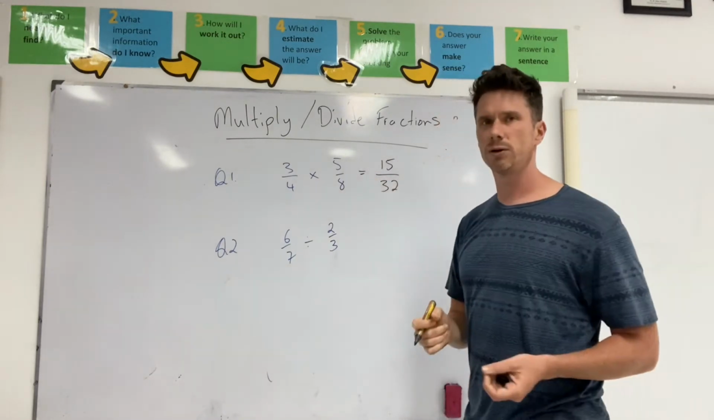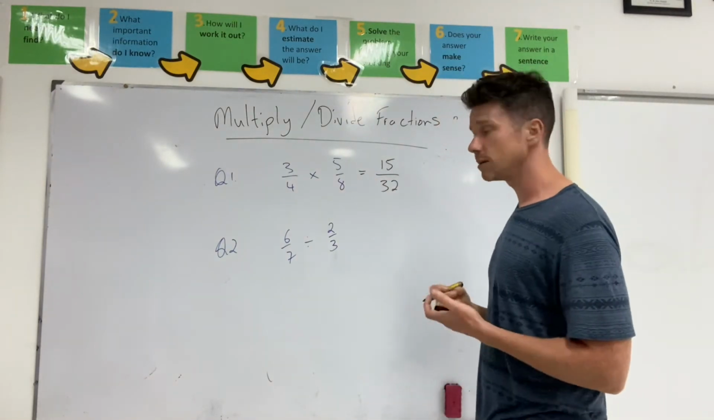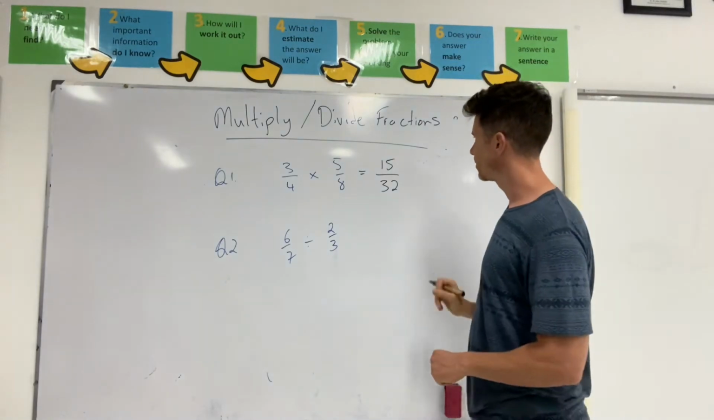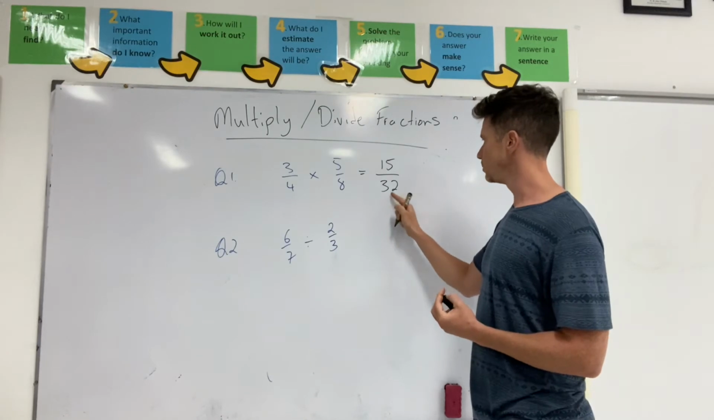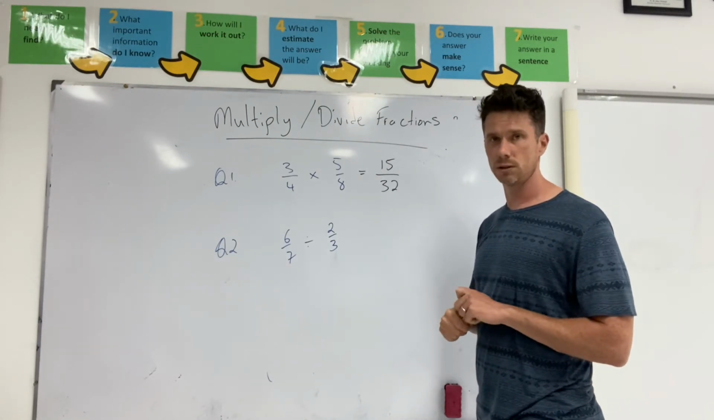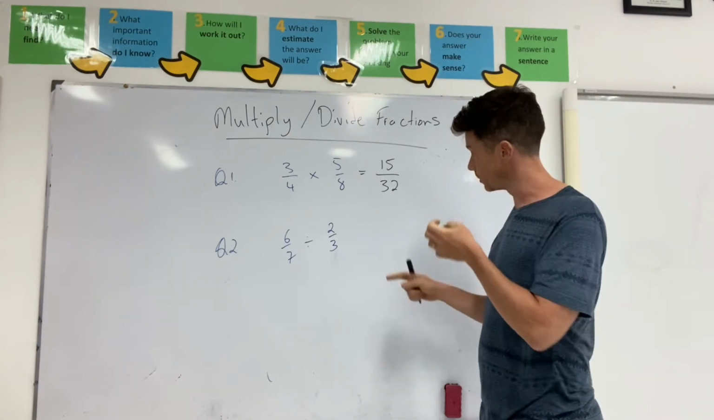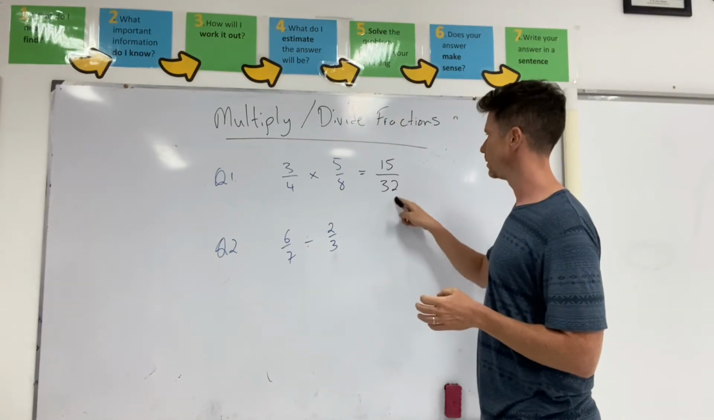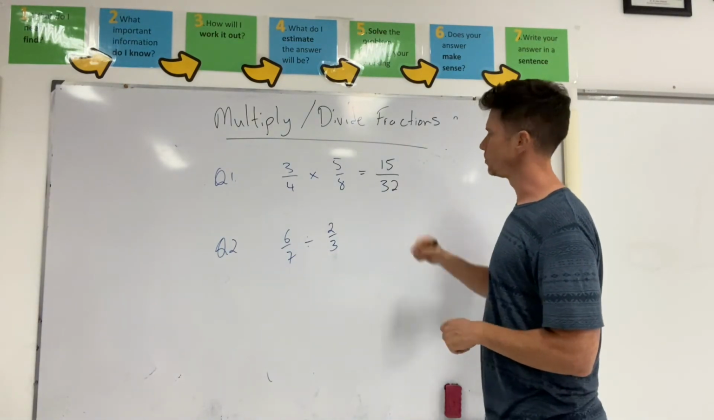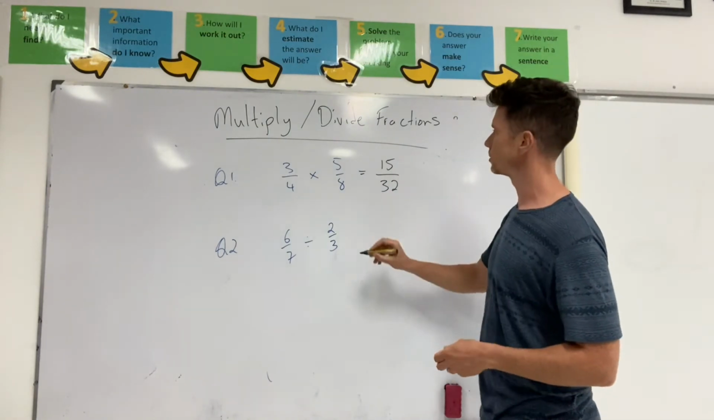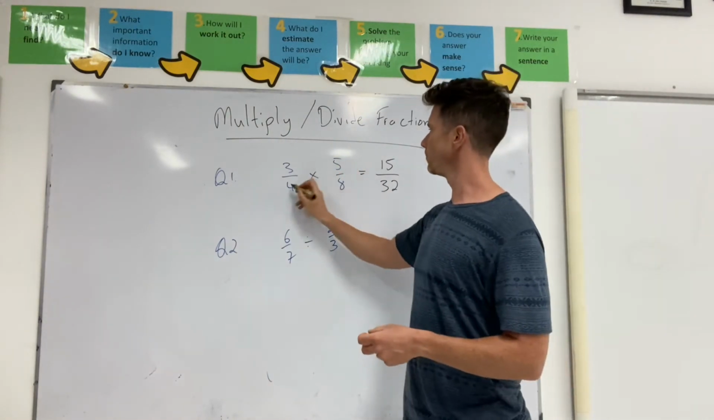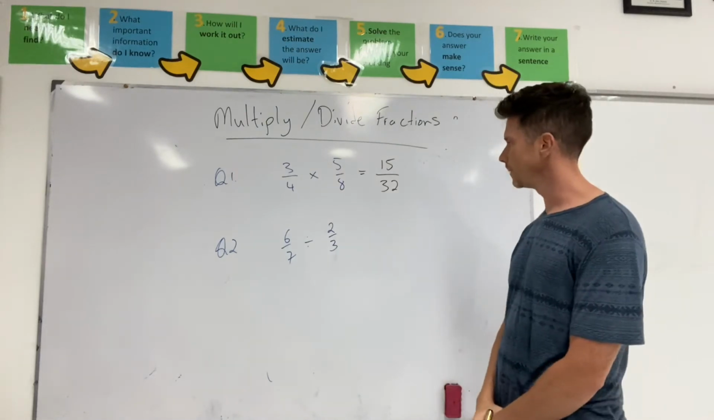Always with multiplying or dividing, check: can I simplify that fraction? I don't think I can. That's an odd number, so 2 doesn't go in. These two digits don't add up to a multiple of 3, so 3 doesn't go in, and 4 doesn't go in, 5 doesn't go in. So this is my answer. Straight line: 3 multiplied by 5, 4 multiplied by 8 in multiplying.